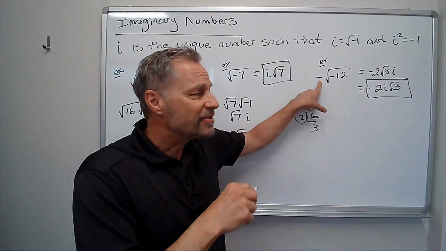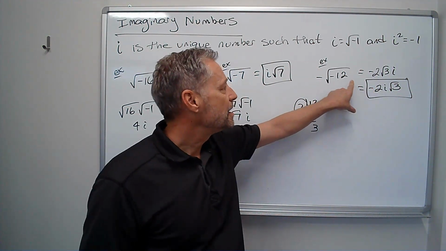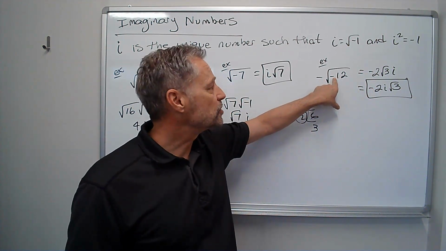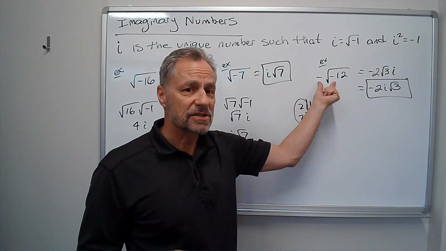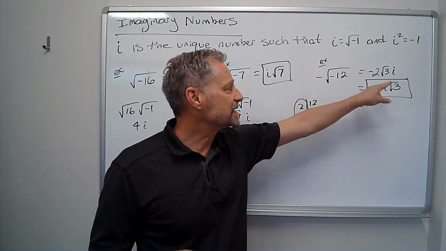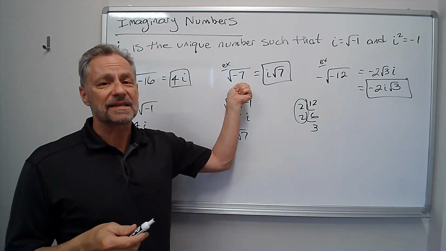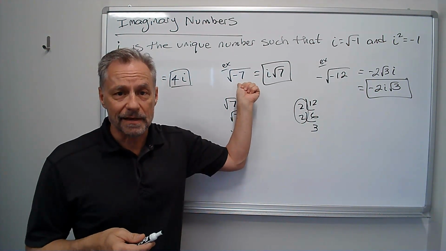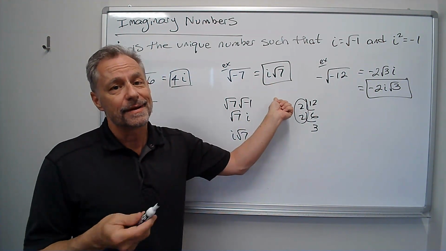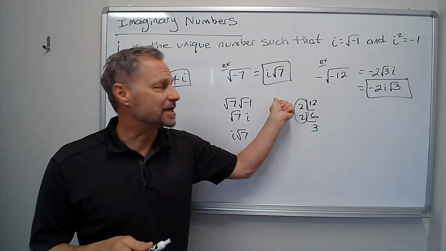You may have a negative on the outside that keeps your answer negative, but the negative under the square root turns into the i. These negatives don't cancel each other out. This one's still there. That one turned into the i. Okay, so be careful with that, especially ones like this. Students often want to just call that 7i, which obviously it's not. It's i root 7, or the square root of 7 times i.